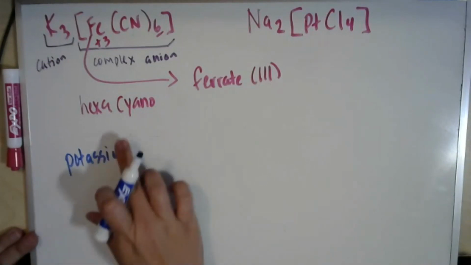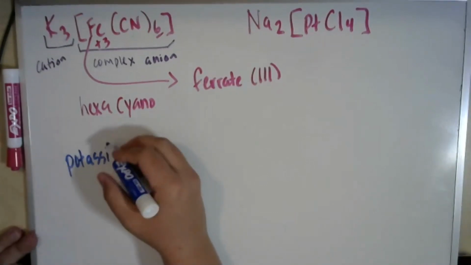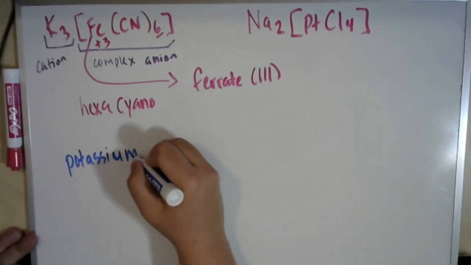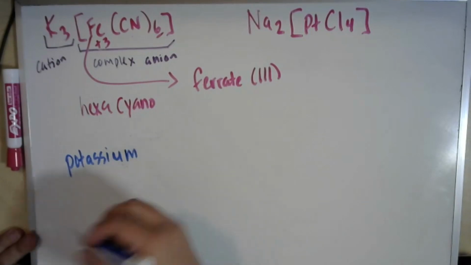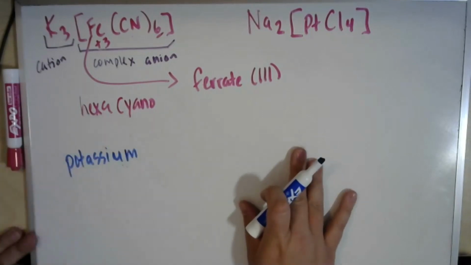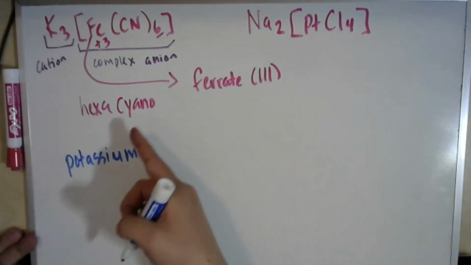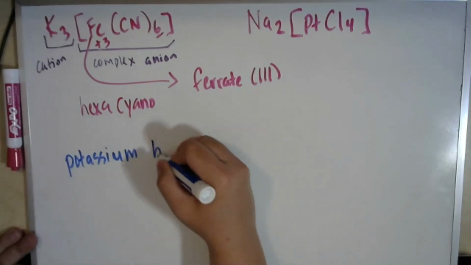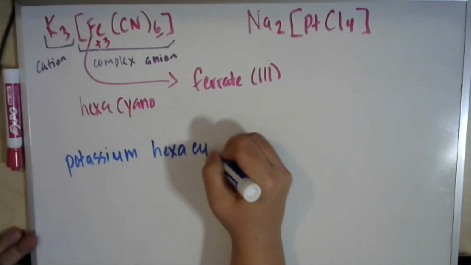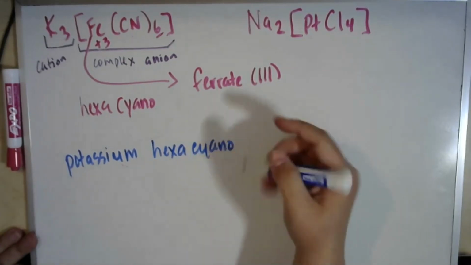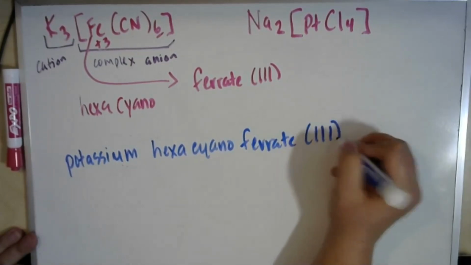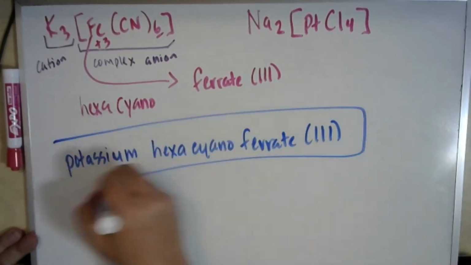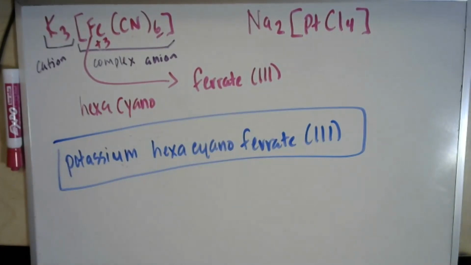So we'll start by naming the metal cation there, so it's potassium, and then we can name our complex anion. That'll be hexacyano, and then ferrate 3. Okay, and that's it. It's named. All right.